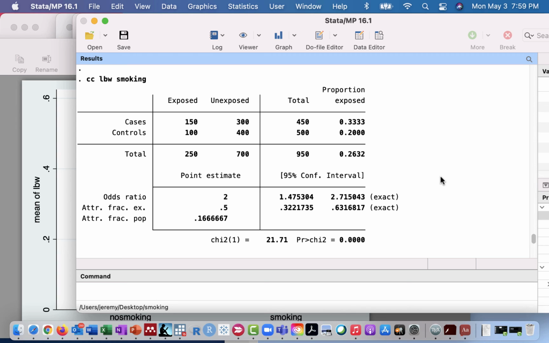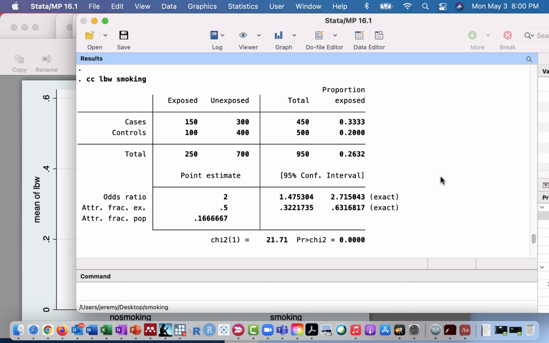So again, it matches the table above it where, okay, 150, those are cases, so they're low birth weight and they're exposed, so the mother smoked. 300 cases, low birth weight, unexposed, mother did not smoke. 100 controls, normal birth weight, exposed, mother smoked. 400 controls, normal birth weight, unexposed, mother did not smoke.